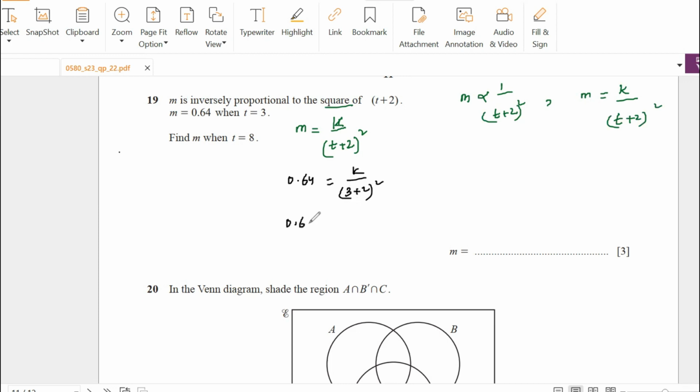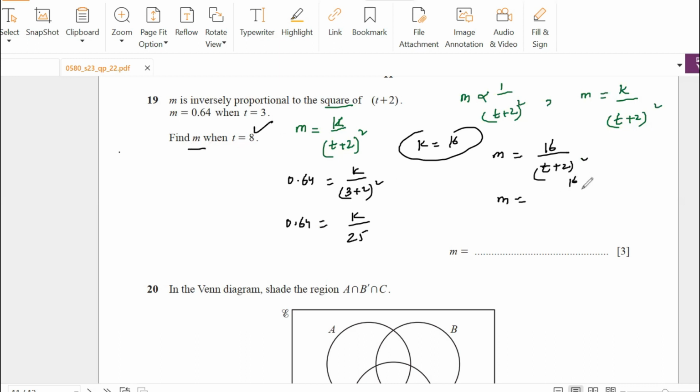So that gives me 3 plus 2, 5. 5 5s are 25. So if we multiply 25 with 0.64, it gives me exactly k equals 16. So once you find this one, your required equation is m is equal to 16 over t plus 2 whole squared. And then you can find value of m by putting value of t 8.